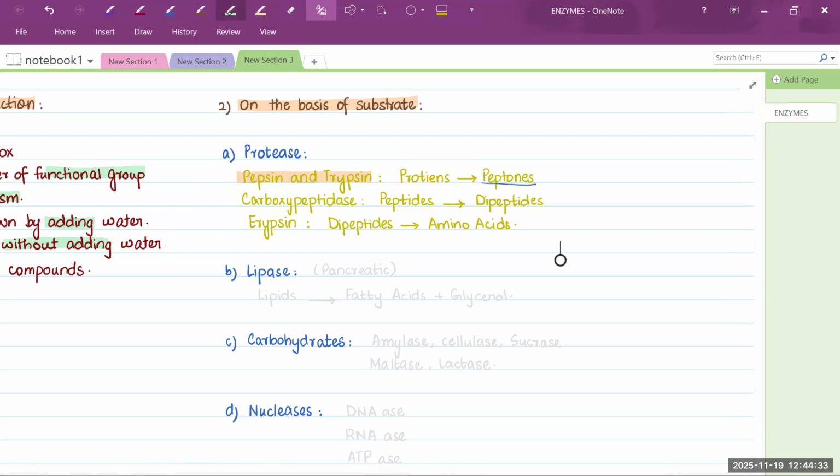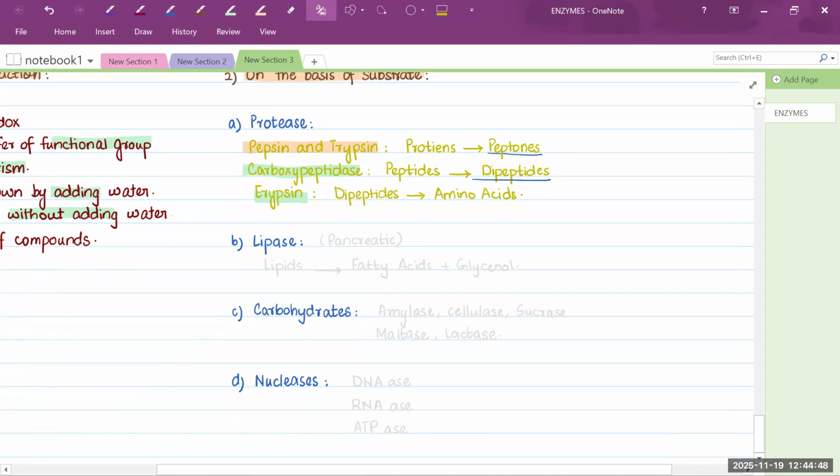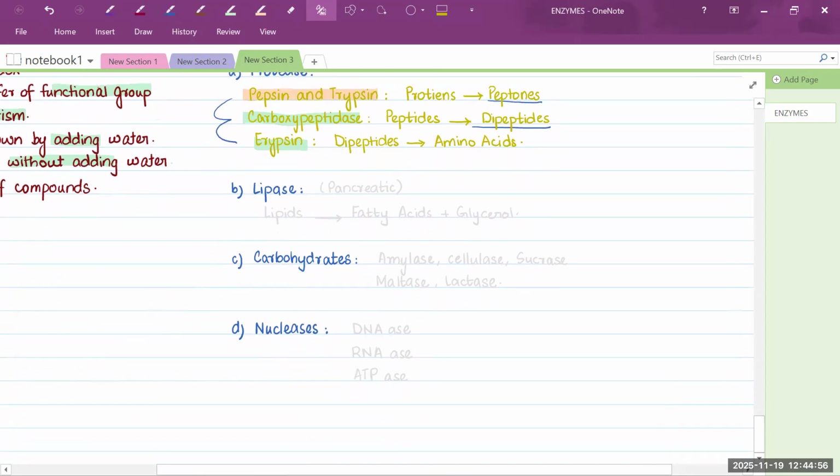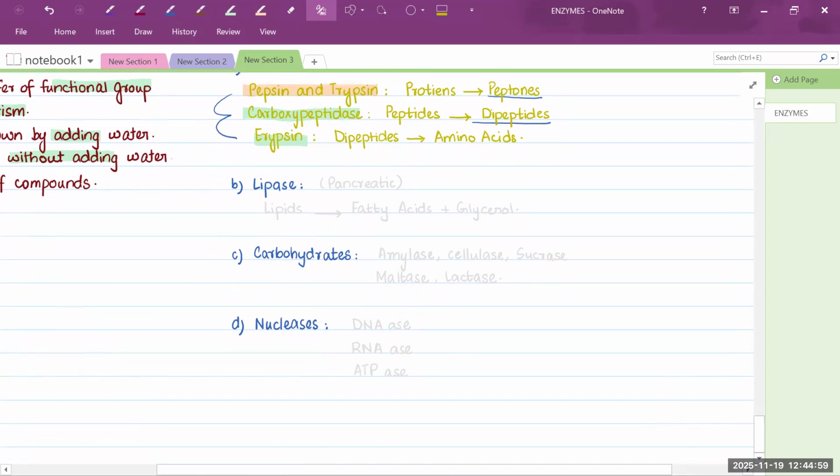Okay, what is the function of carboxypeptidase? It converts these peptones or peptides into dipeptides. The function of dipeptidase will be to convert these dipeptides into amino acids. You also need to remember these three. These three are actually important in the chapter of digestion as well. Moving on, there is lipase, also known as pancreatic lipase. It converts emulsified lipids into fatty acids and glycerol.